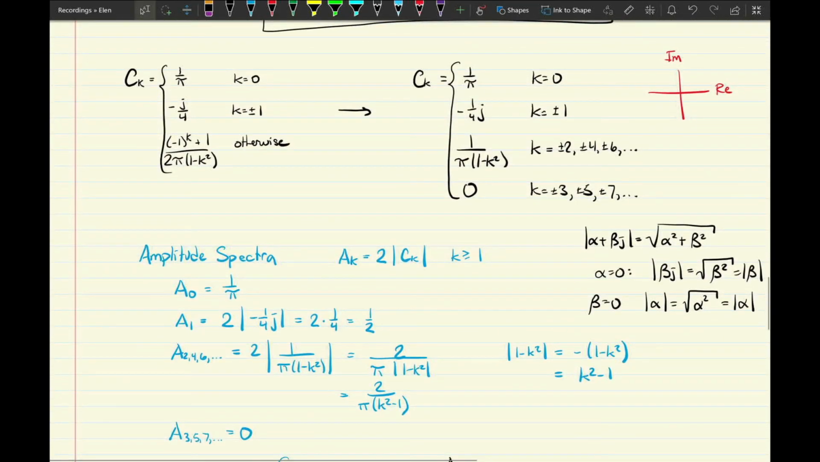When k equals 1, we have negative 1 over 4j. The norm of that is the absolute value of negative 1/4, which is 1/4. We'll square that to get 1/16 and double it to get 1/8.